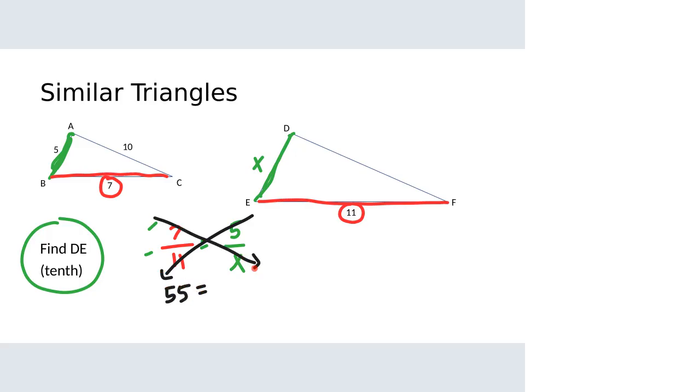And in this direction, 7 times x is just 7x. In order to get that x by itself, we've got to make multiplication go away. So we'll divide by 7 on the right, divide by 7 on the left. Those cancel, leaving just the x.